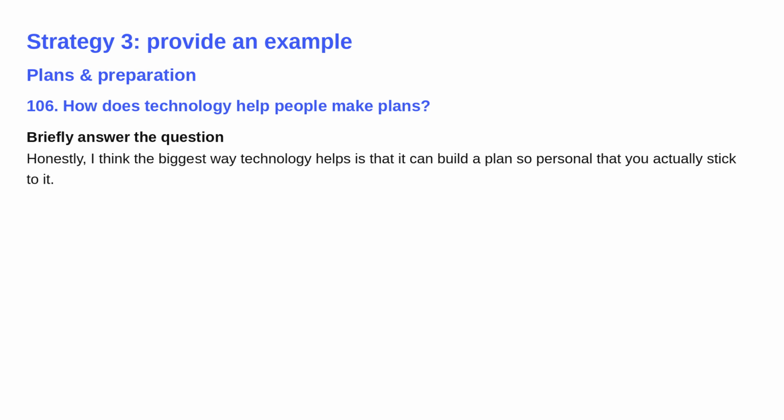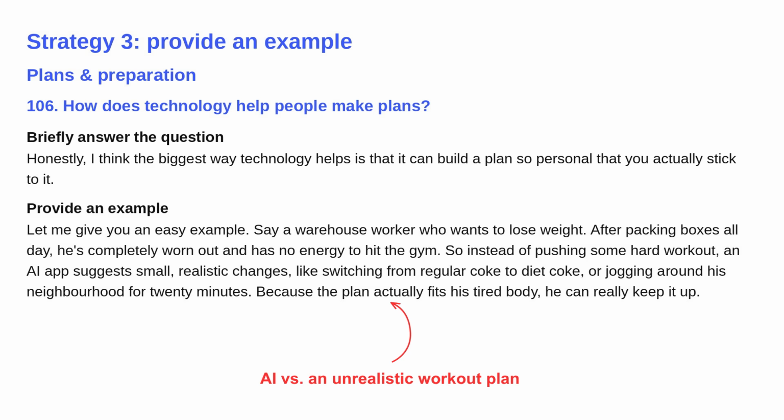How does technology help people make plans? Honestly, I think the biggest way technology helps is that it can build a plan so personal that you actually stick to it. Let me give you an easy example. Say a warehouse worker who wants to lose weight.